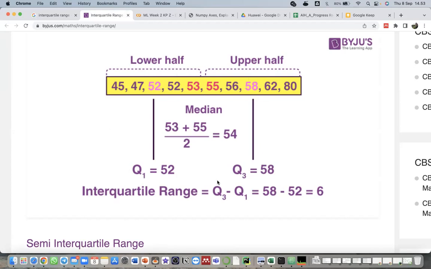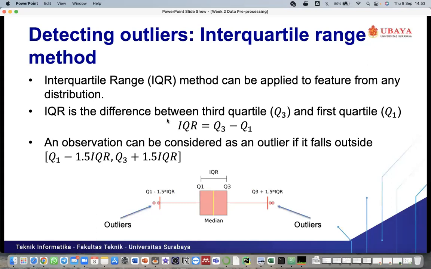So after we have Q1 and Q3, we can calculate the interquartile range or IQR. IQR equals Q3 minus Q1. So in this example, the interquartile range is 58 minus 52 equals 6. So after we have the IQR, we can set the lower bound and the upper bound for our data. The lower bound will be Q1 minus 1.5 times IQR, and the upper bound will be Q3 plus 1.5 times IQR.